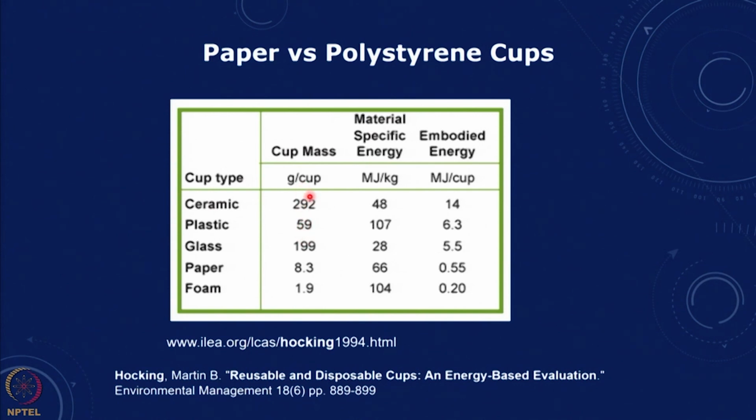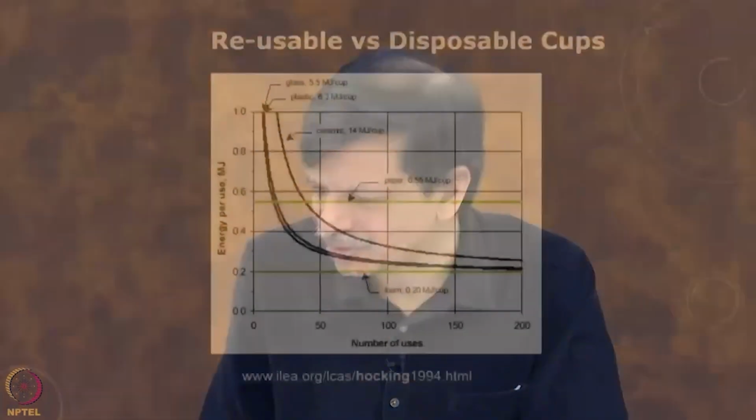So you look at the cup mass and the material specific energy, and when you multiply these, this gives you the embodied energy, or the energy per cup. Now in the case of reusable cups, the number of reuses matters, as well as making sure that this is done hygienically. So we will need energy to wash, and the calculation done by Hawking is for using the cups in a dishwasher. The energy used per wash is computed and added, and based on this we get a situation like this.